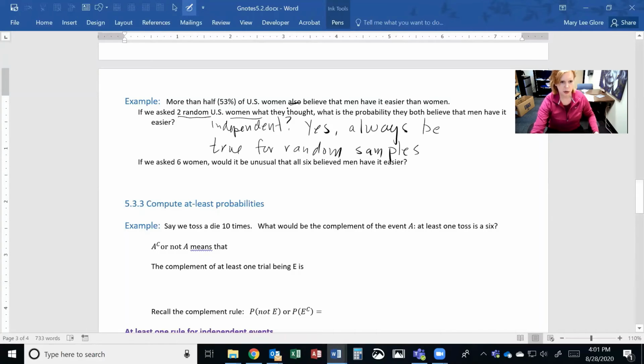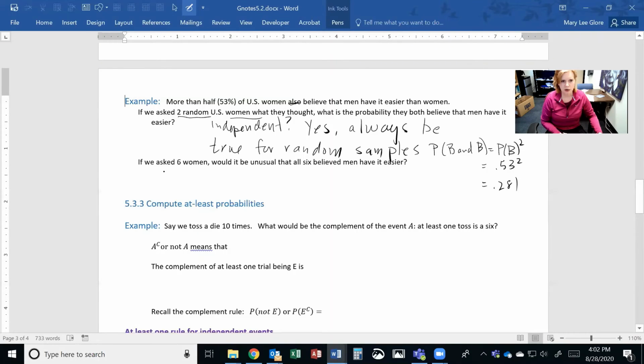So yes, they're independent, which means that the probability that the first one believes and the second one believes is the probability that a person believes squared. So this would be 0.53 squared, and that is equal to 0.281. So if 53% believe, the probability that 2 randomly chosen believe is around 28%. What if we asked 6 women? Would it be unusual that all 6 believed it? Let's look.